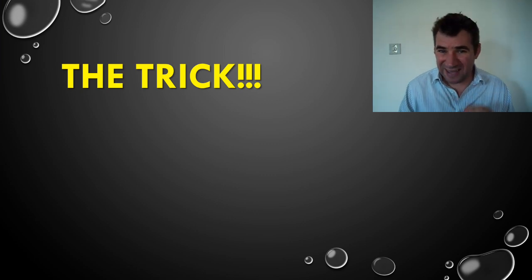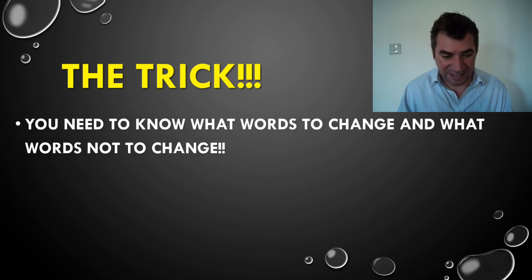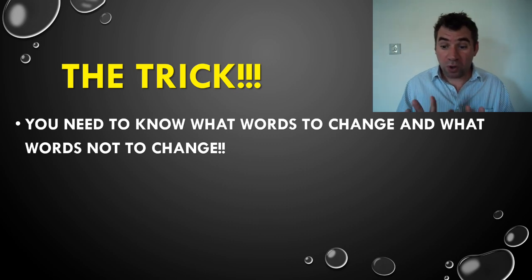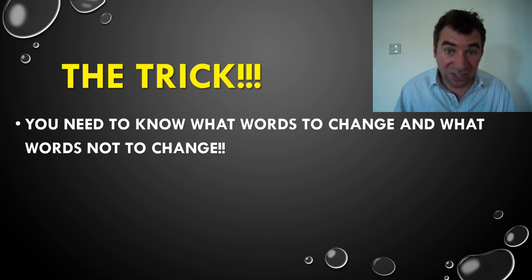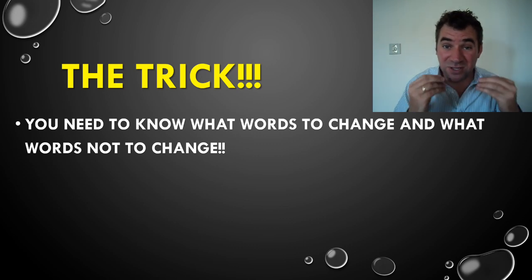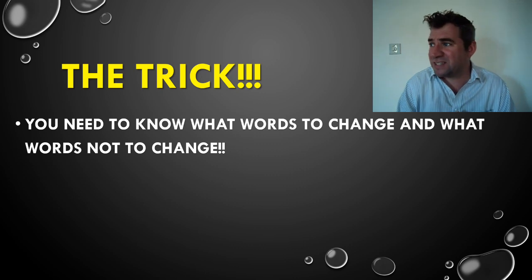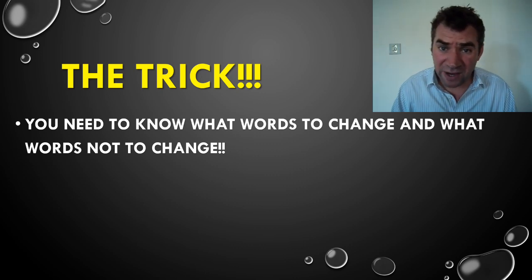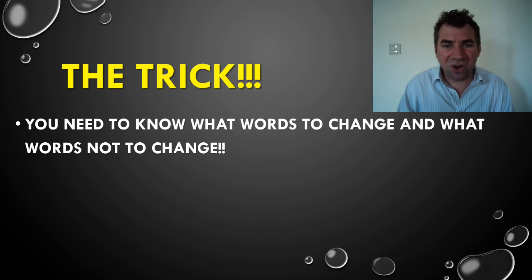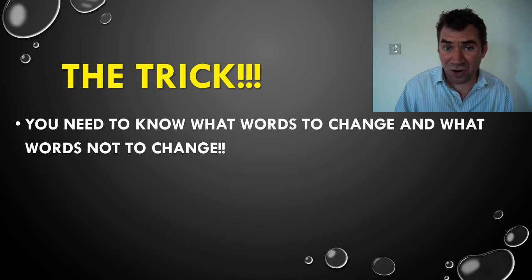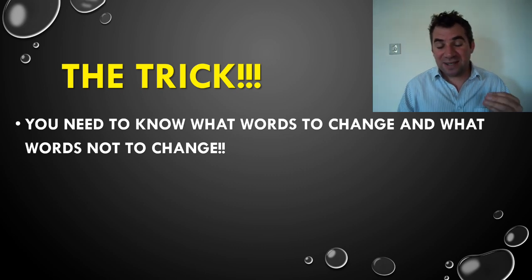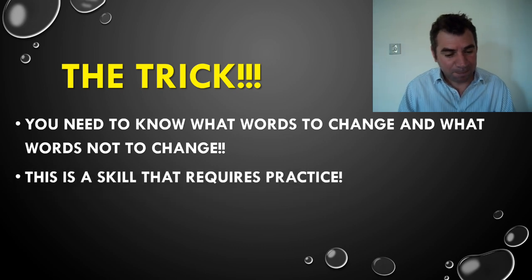Alright, so the trick to this, in my opinion, is this. You need to know what words to change and what words not to change. As I said a minute ago, sometimes in the points they'll give you words and you can't really change them. Like if, for example, they say, 34 years old. Well, you can't really change that. If you turn around and say, they have been living on this planet for 34 years, that just does not sound right at all. So don't change it. As I said, you can fiddle with the grammar instead.